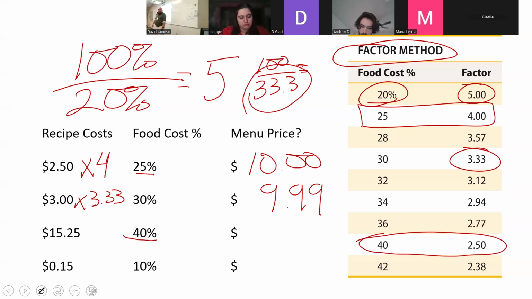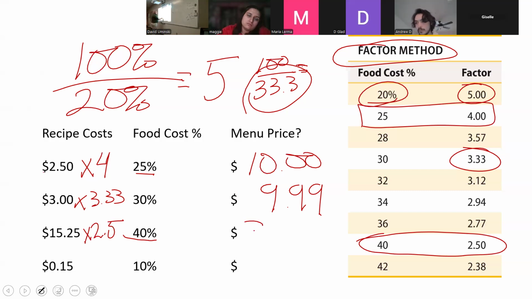To calculate the factor method, we need to divide 100 by the desired percentage and then multiply the recipe cost by the factor. So what is 15.25 times 2.5? $15.25 times 2.5 is 38.125. So $38.13, 13 cents.